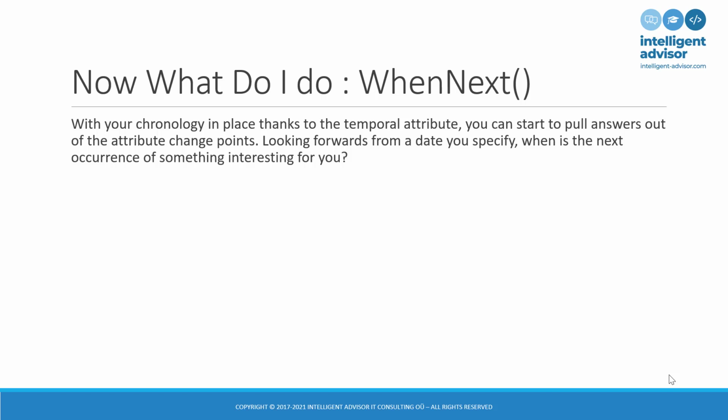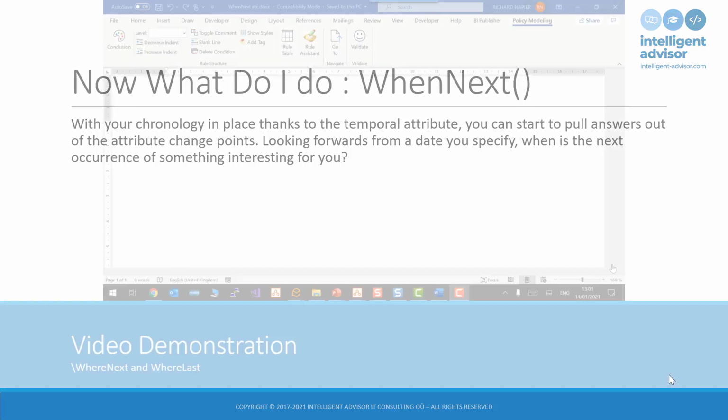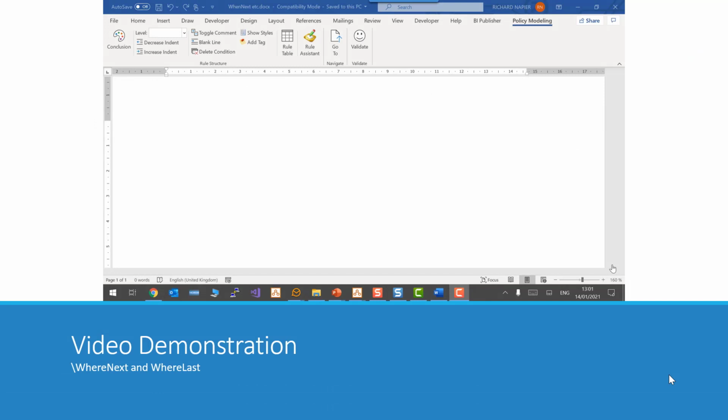I also just mentioned now a function called earliest, which is a great way of sending your chronology to the beginning of the calendar, so that you can just say, go to the beginning and find when next something happened. So let's take a look at a video example of how to use when next and when last.